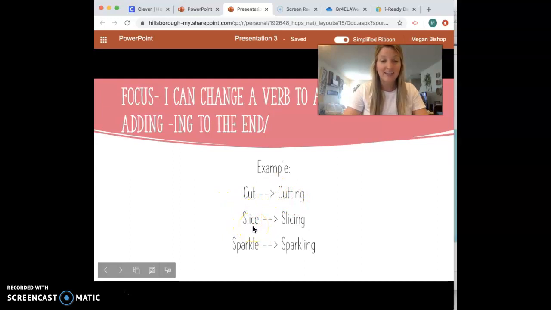All right, then we have slice. Now, when we have a word that ends in an E, we always want to get rid of the E, so drop the E and add ing. So now we have the new adjective of slicing. All right, and then the last word is sparkle. And again, if we take off the E and add ing, we have sparkling.